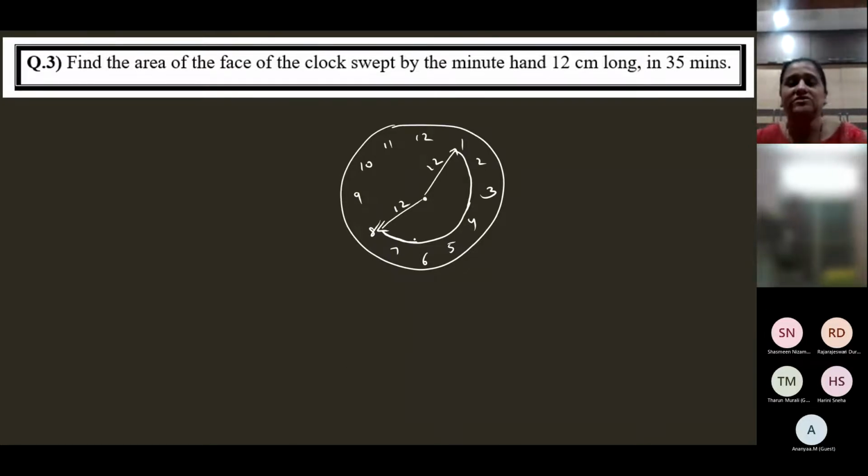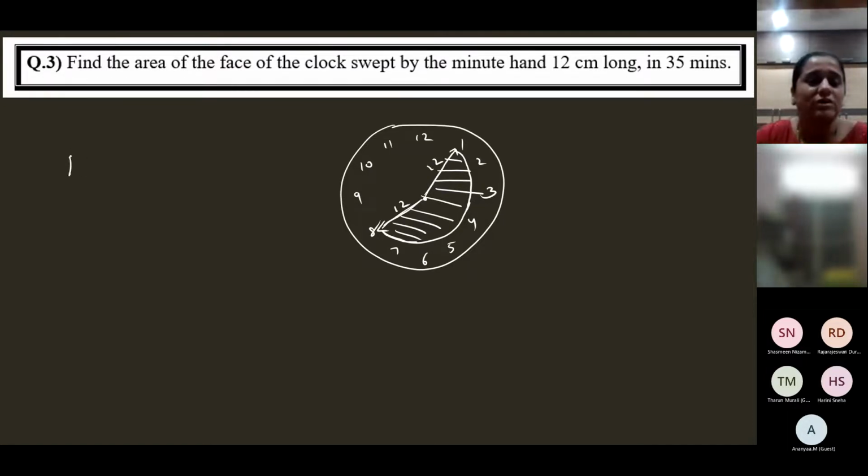From 5 to 40 is 35 minutes. Okay, 3:05 to 3:40 is 35 minutes. So this is the sector traced by the minute hand in 35 minutes. So it's very simple to find the area. This is the area swept by the minute hand in 35 minutes. This area you'll have to find.